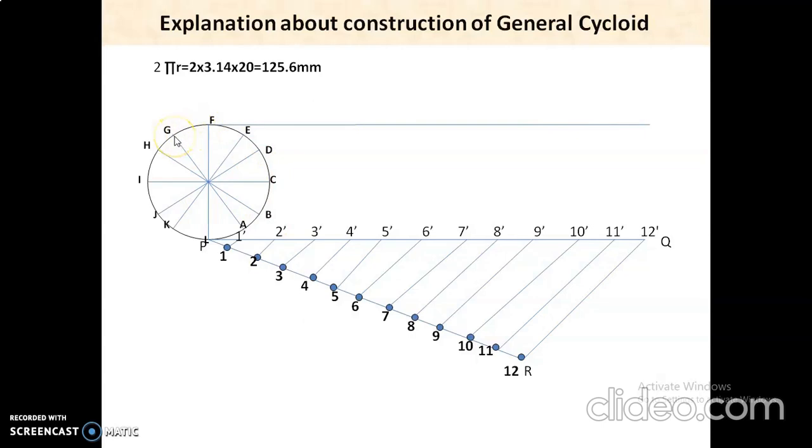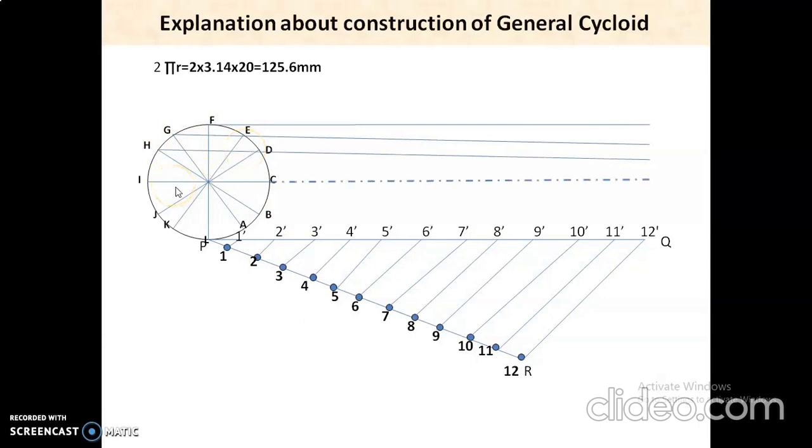From points G and E, draw the horizontal line. From points H and D, draw the horizontal line. From points I and C, draw the horizontal line. Similarly, JB and KA from L point also.